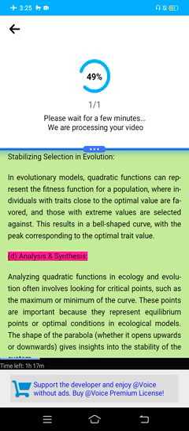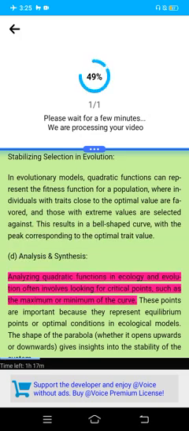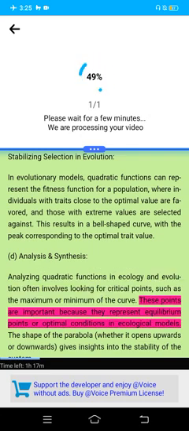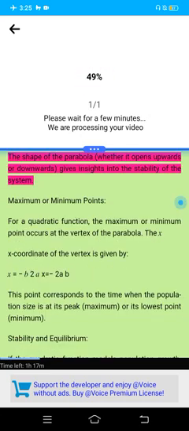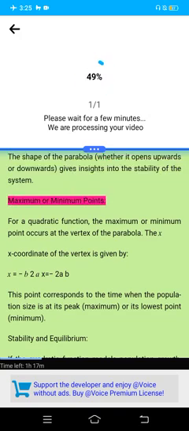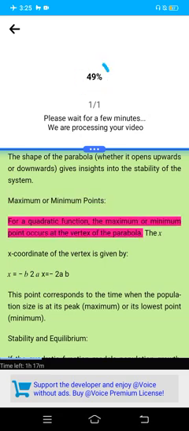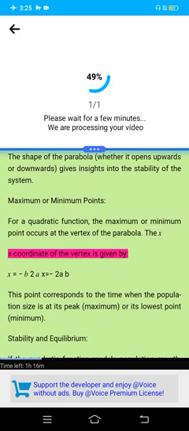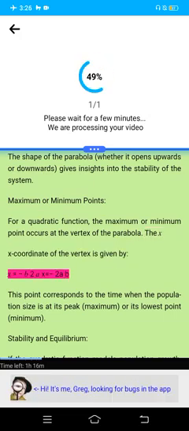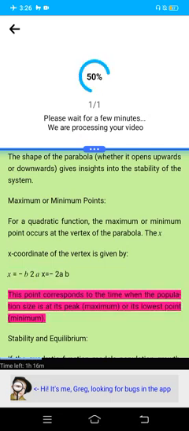D. Analysis and synthesis. Analyzing quadratic functions in ecology and evolution often involves looking for critical points, such as the maximum or minimum of the curve. These points are important because they represent equilibrium points or optimal conditions in ecological models. The shape of the parabola, whether it opens upwards or downwards, gives insights into the stability of the system. Maximum or minimum points. For a quadratic function, the maximum or minimum point occurs at the vertex of the parabola. The x coordinate of the vertex is given by x equals minus b over 2a. This point corresponds to the time when the population size is at its peak, the maximum, or its lowest point, the minimum.